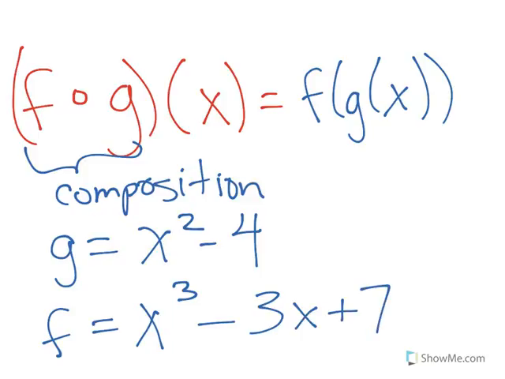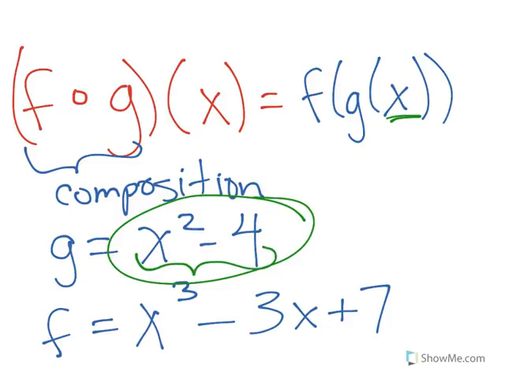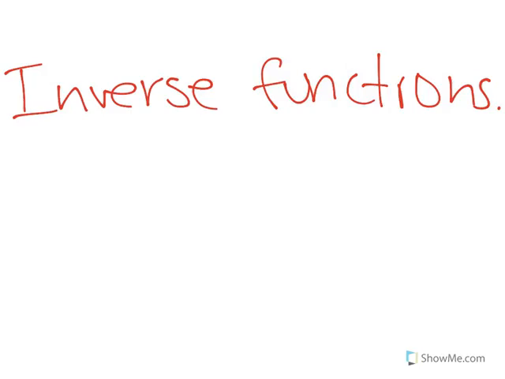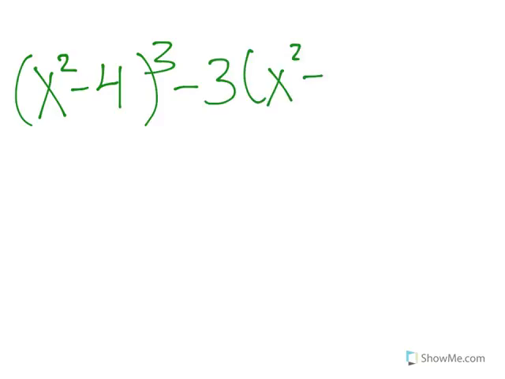So if that's the case, what we do is first plug in x for g, and we get this same equation back since we just plugged in x, so x squared minus 4. But then now, instead of plugging in x for f, our x will become this whole thing, x squared minus 4. So we would have (x squared minus 4) cubed minus 3 times (x squared minus 4) plus 7.